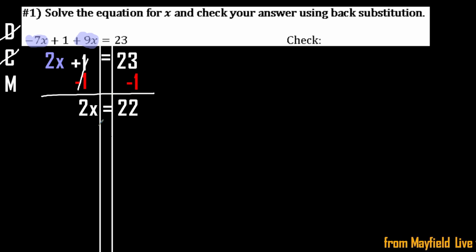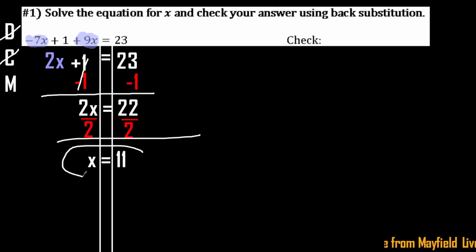So once we have all of our variable terms on one side and all of our constants on the other, now we can just divide by the coefficient. So we're going to divide both sides by 2, since that is our coefficient. Again, once we divide both sides by 2, we have our simplified answer. So again, we have x equals 11. Always circle your answer so that way you know where to check.